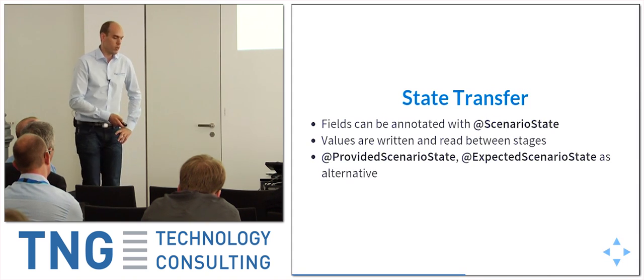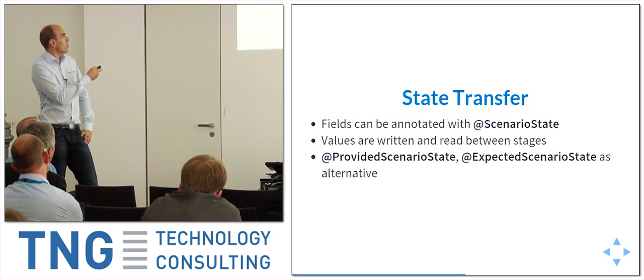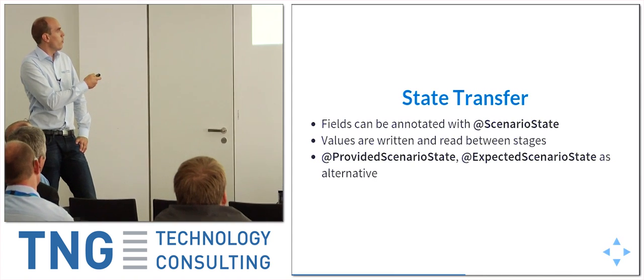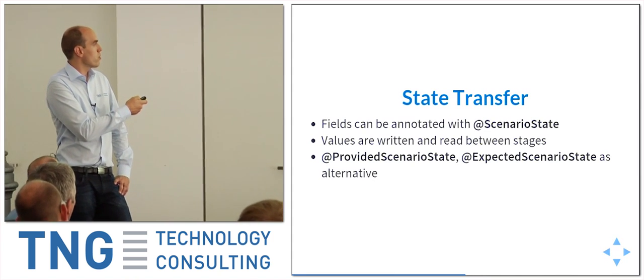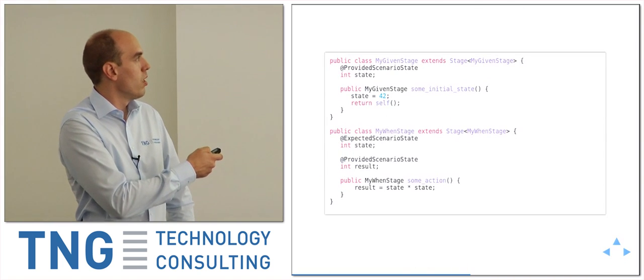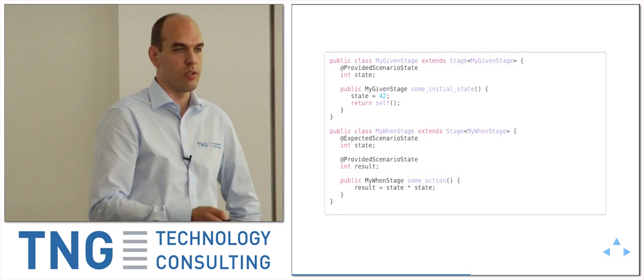So here's an example. You have the myGiven stage, which wants to provide a state. In this case, it's just an int variable. You annotate it with provided scenario state, and the when stage has the same field, but annotated with expected scenario state. Then this state is transferred to this variable, and the stage class can also have an output again, which it provides to the next stage to do the assertion.